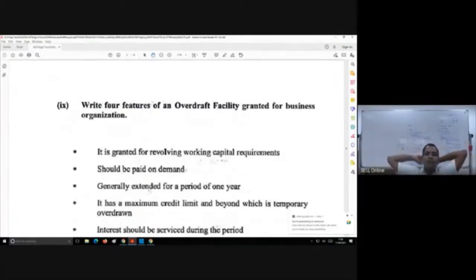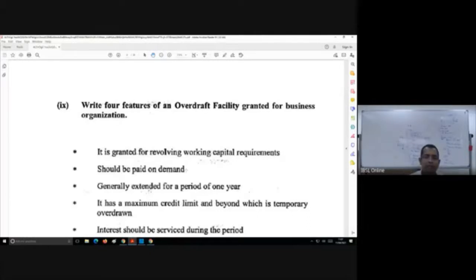Write 4 features of overdraft facility granted for business organization. Overdraft is a limit marked on top of your credit balance in your current account, right? And you can reuse. It is granted for revolving working capital. You can reuse. Should be paid on demand. Overdraft is a demand. Whenever the bank demands, you have to pay.